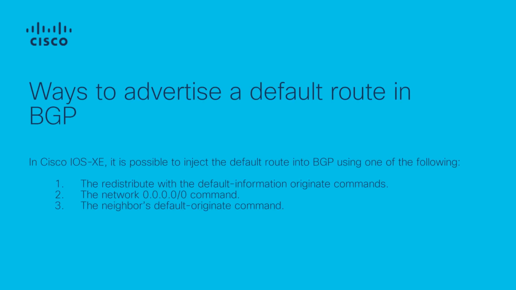In Cisco IOS XE, it is possible to inject the default route into BGP using one of the following: the redistribute command with the default-information originate command, the network command, and the neighbor default-originate command. I will explain each one with the following diagram.